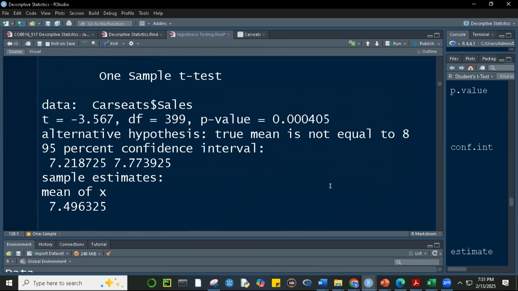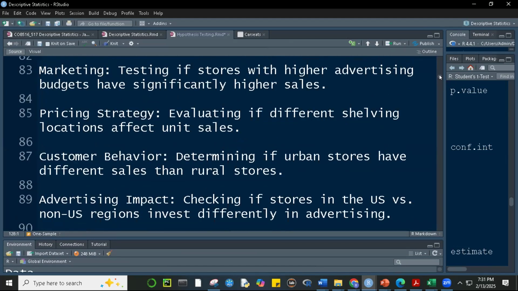Okay. So we have here, class, the output data is car seats, dollar sales. Then we have the T value, 3.567. So how was this computed? This was computed, class, using the formula that we showed a while ago. So let me just go back to that.